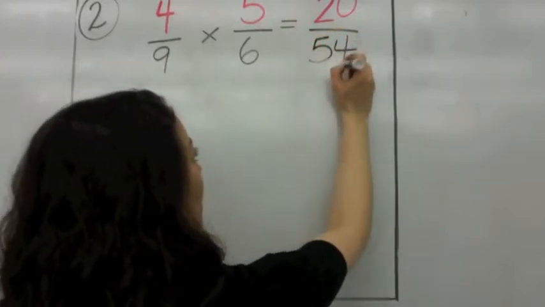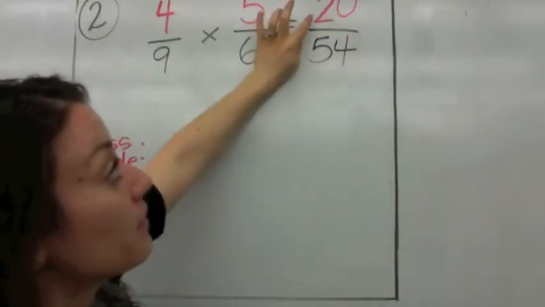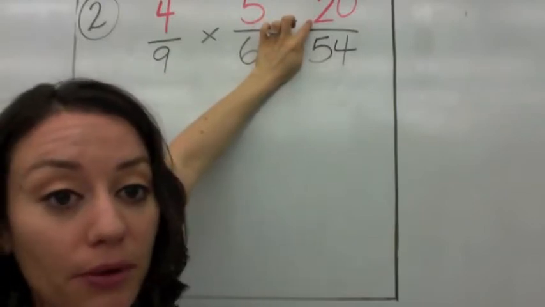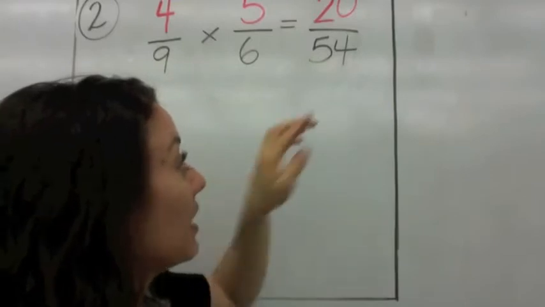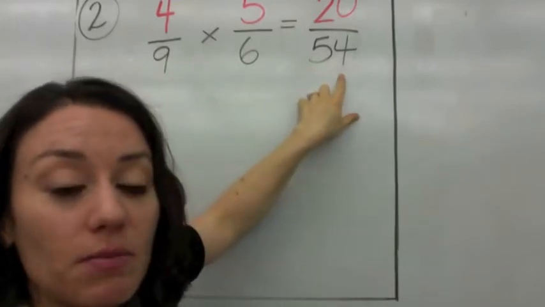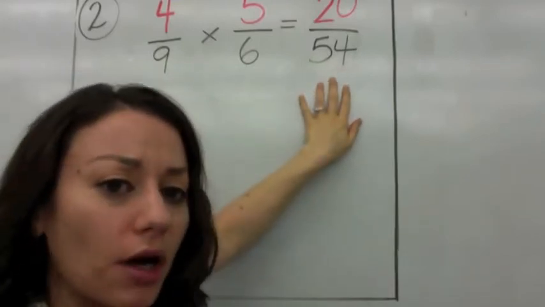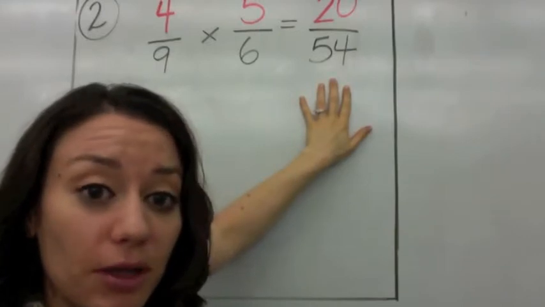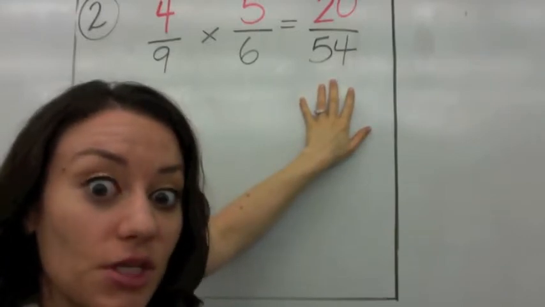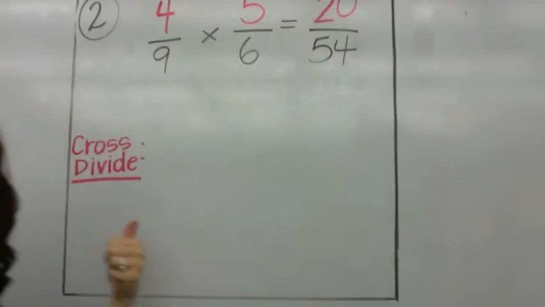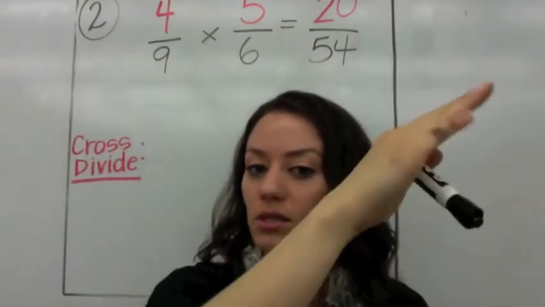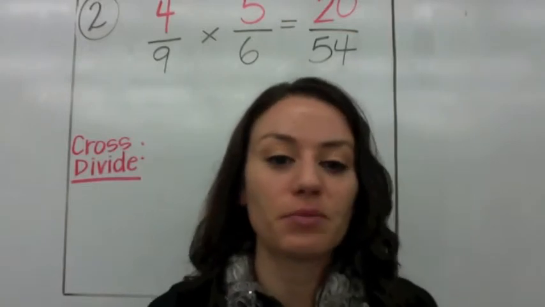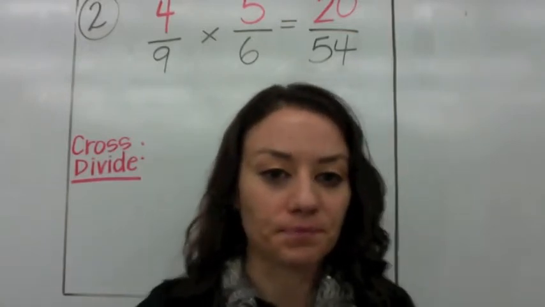Okay. Now this fraction, because they are both even numbers, look at 20. Is 20 an even number? Even numbers end in 0, 2, 4, 6, or 8. And 54 is also an even number, but we would have to do some long division here. We'd have to divide by 2, right? There's another way to do this, and it is called cross divide. That's another word for simplify, okay?